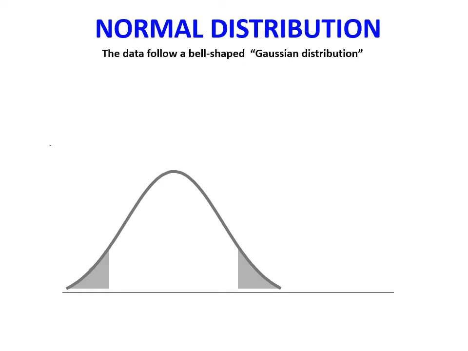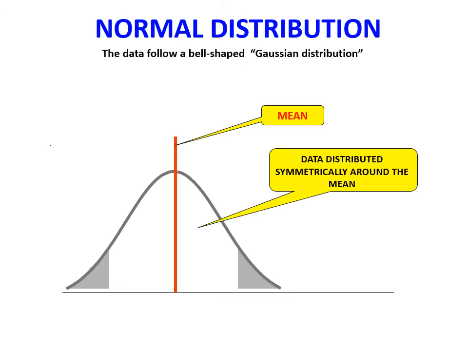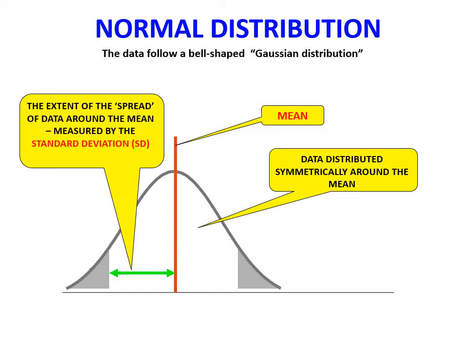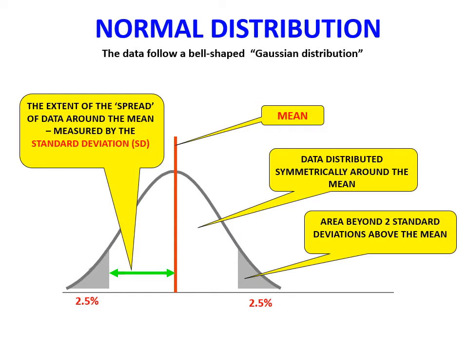We will talk about the normal distribution of the population or the samples within a group. Any population distributed normally will follow the bell-shaped or Gaussian distribution. This is the mean, and the data will be distributed symmetrically around the mean. The extent of spread of data around this mean is measured by standard deviation. The area beyond two standard deviations above or below the mean equals 2.5% of the population.